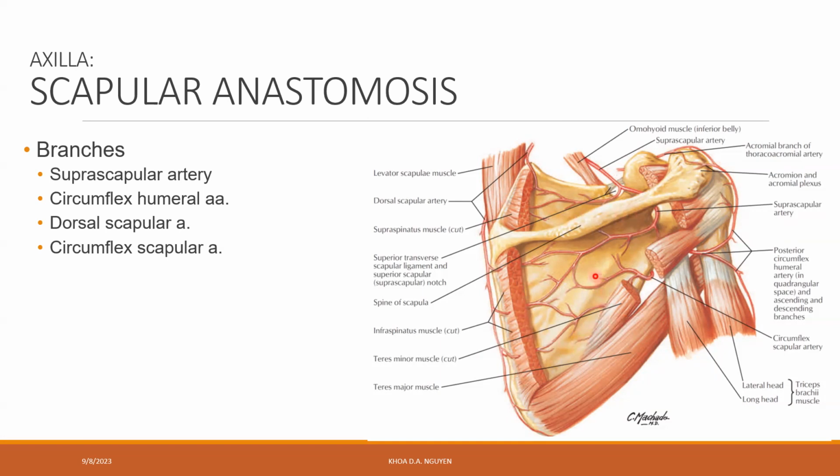And eventually those are going to form the scapular anastomosis of arteries, as you have seen right here, which is the connection of these three branches. So that's the suprascapular artery. That is the posterior circumflex humeral artery. That is the dorsal scapular artery. And finally, this is the circumflex scapular artery. And the actual scapular anastomosis is going to be between these three.